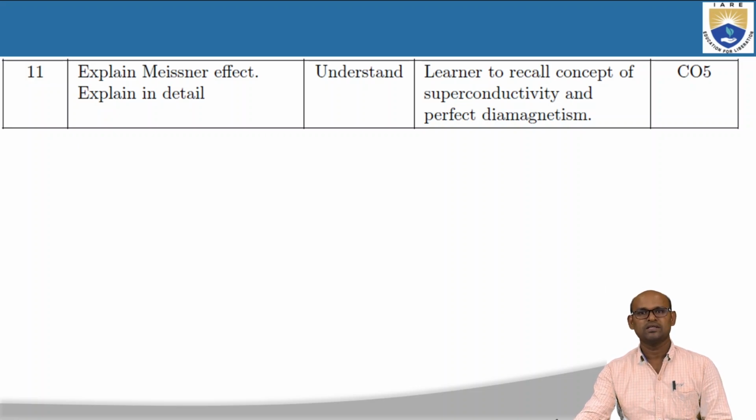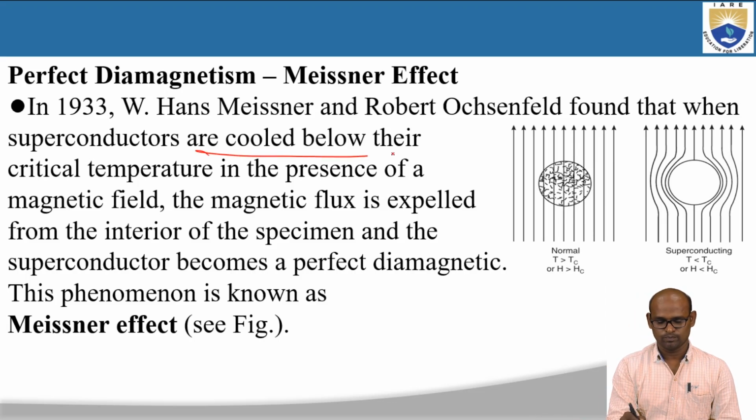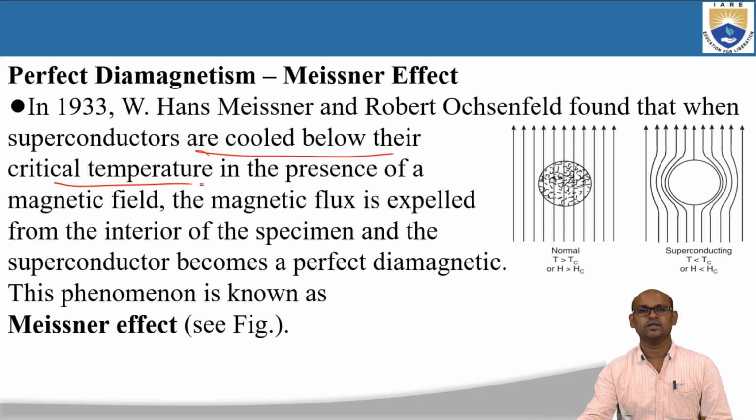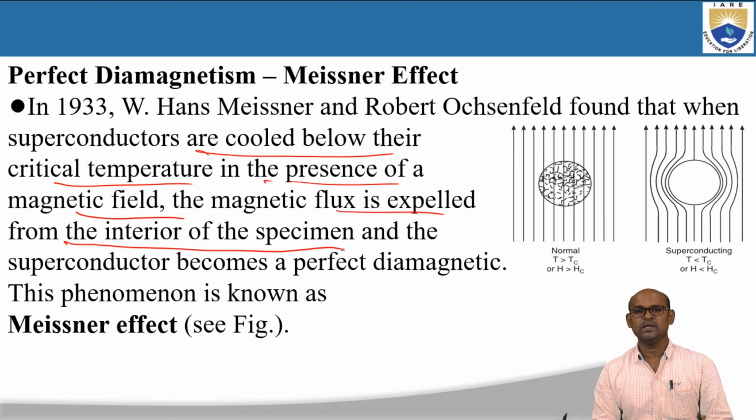Explain Meissner effect in detail. Okay, so we need to explain what is Meissner effect in detail. In 1933, Meissner and Ostenfeld found that when superconductors are cooled below the critical temperature, in the presence of a magnetic field, magnetic flux is expelled from the interior of the specimen and the superconductor becomes a perfect diamagnetic, and this effect is known as Meissner effect.